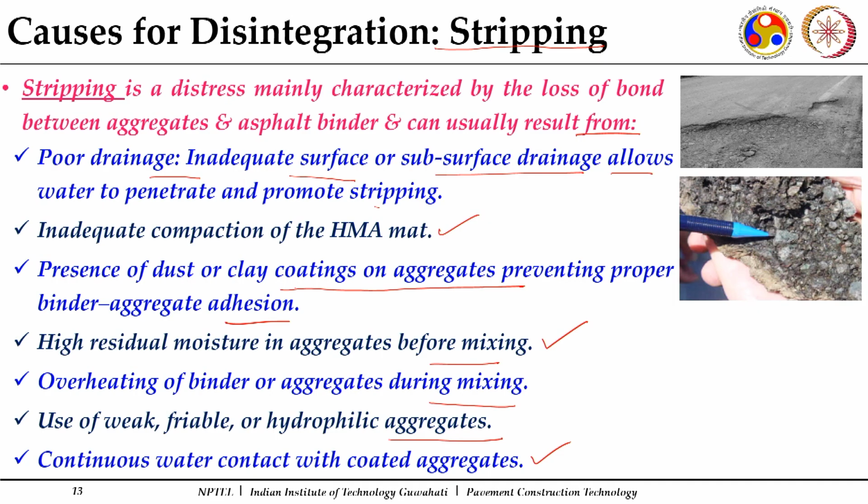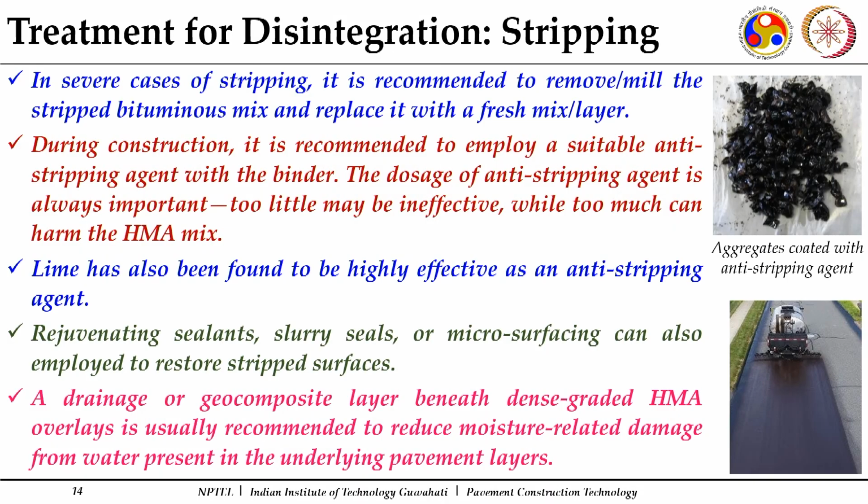Specifically, we can understand that if the coating is not proper, that may be due to the presence of dust, or if water reaches this surface, in the presence of water the binder film gets stripped off. That leads to these stripping distresses. So, when we see these kinds of distresses on the surface, it is recommended to mill the stripped bituminous mix and replace it, because the stripped mix has already lost its strength.